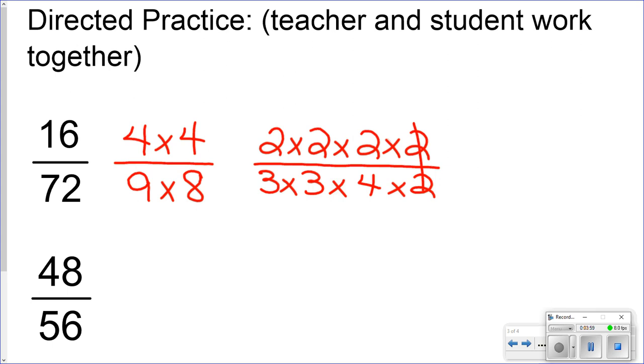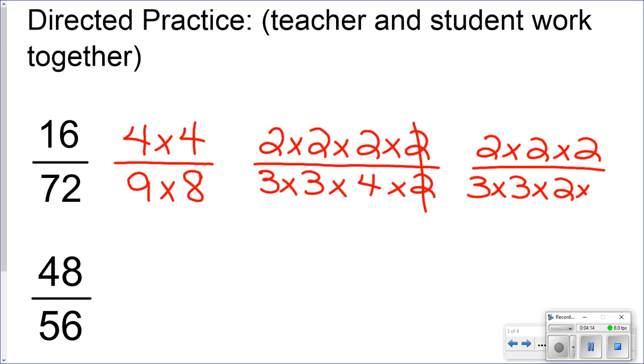I have matching 2's, and now I'm going to continue breaking down. 4 becomes 2 times 2. Match, match, and now I'm left with 2. 3 times 3 is 9. 2 ninths.